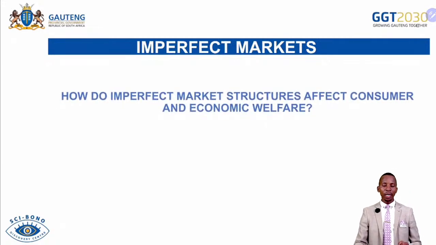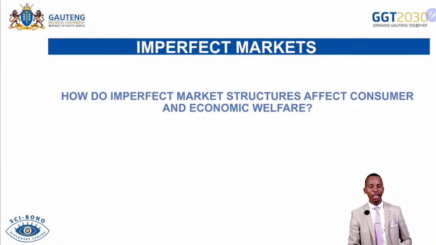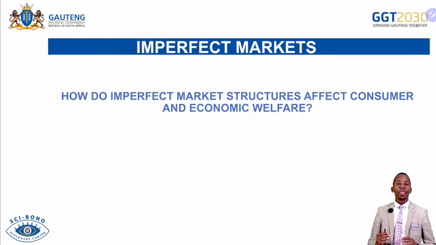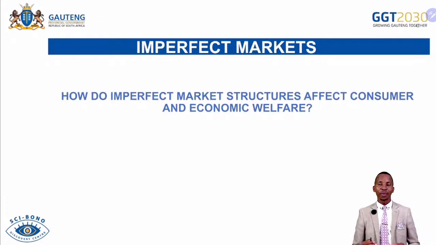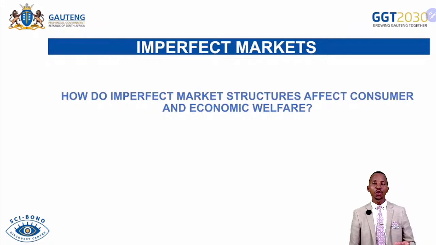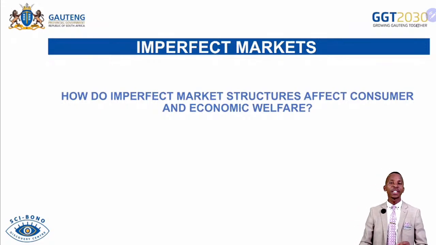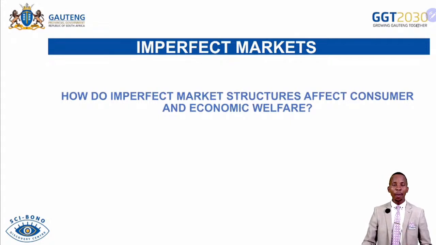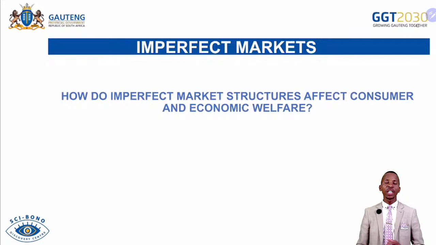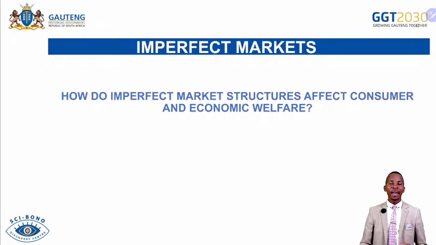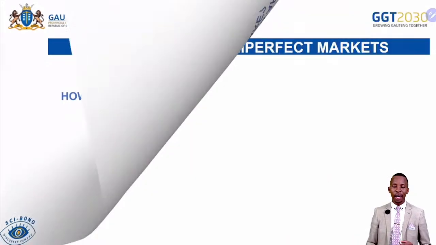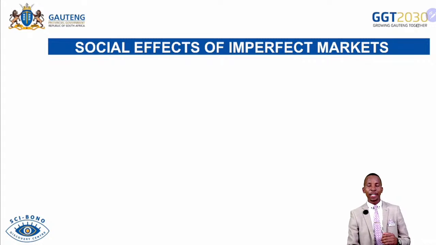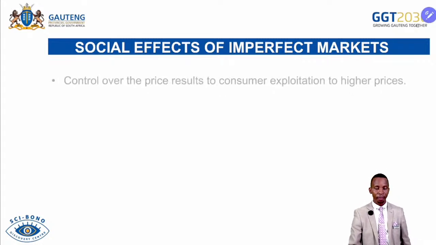So how do imperfect market structures affect consumer and economic welfare? Remember, if we are talking about imperfect market structures, we talk about situations whereby firms have control over the price. We talk about whereby firms can apply collusion under what we call oligopolies. We talk about situations whereby firms can restrict output by doing what? By increasing prices. So those conditions will always affect consumers. So let's see how it affects social welfare and economic welfare.